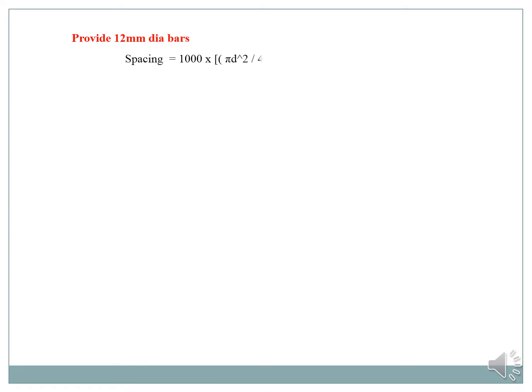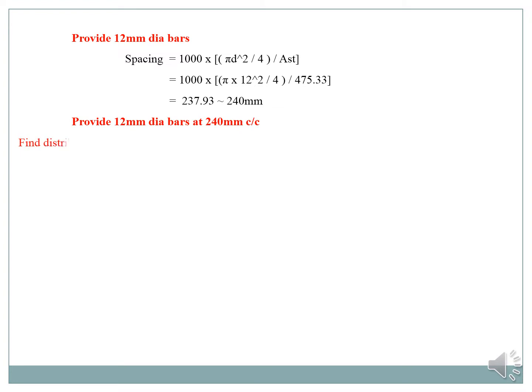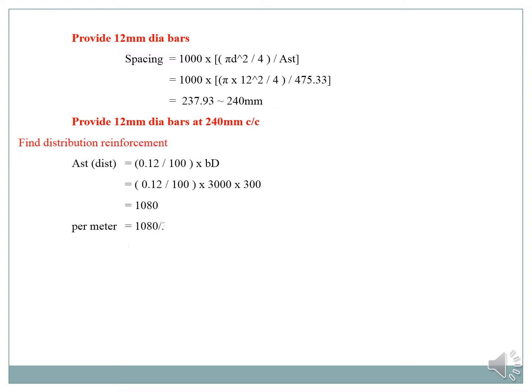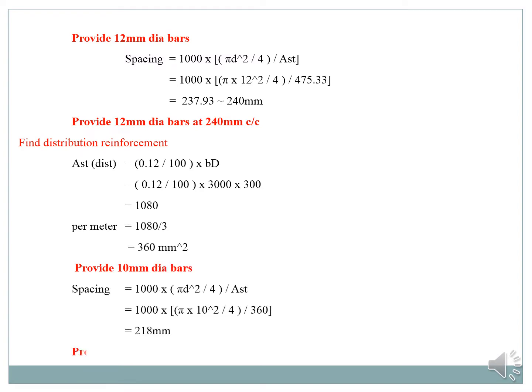So provide 12 mm dia bars. Spacing is equal to, we know the spacing formula, 1000 into πd²/4 divided by AST. So the area is 475.33. So d is the 12 mm. So spacing is equal to 237.93. So we can round it as 240 mm. So provide 12 mm dia bars at 240 mm center to center distance.